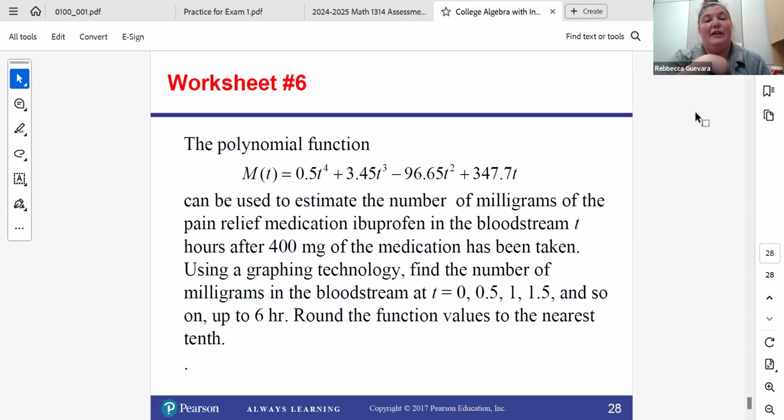All right, so for this one, we have this polynomial, m of t. So when I graph that, I'm going to change all the t's to x's so Desmos can handle it. It's 0.5 t to the fourth plus 3.45 t to the third minus 96.65 t to the second plus 347.7 t, and it is used to estimate the milligrams of ibuprofen in the bloodstream t hours after 400 milligrams of the medication has been taken. So using graphing technology, we want to find the milligrams in the bloodstream at 0, 0.5, 1, 1.5. So like I said, this is hours after. So roughly every 30 minutes, we want to see how much would be left in the bloodstream.